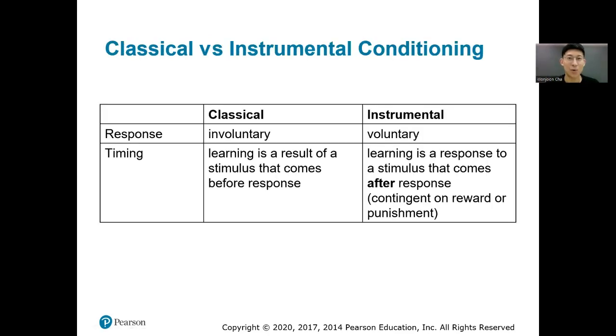Let's briefly discuss how instrumental conditioning differs from classical conditioning. Whereas classical conditioning focuses on involuntary response, such as salivation or flinching out of fear, instrumental conditioning focuses on voluntary response. According to classical conditioning, learning is a result of a stimulus that comes before the response. However, according to instrumental conditioning, learning is a response to a stimulus that comes after the response. So it is contingent on reward or punishment. So we are going to look into reinforcement and punishment.